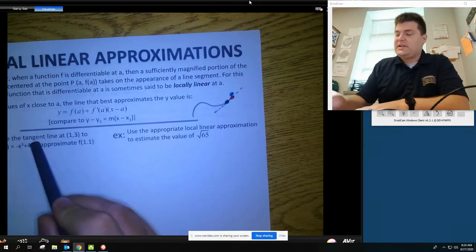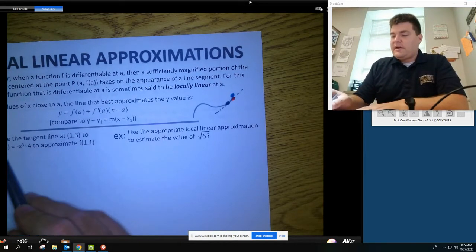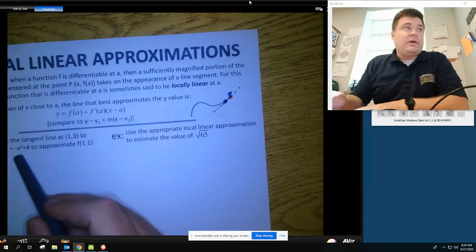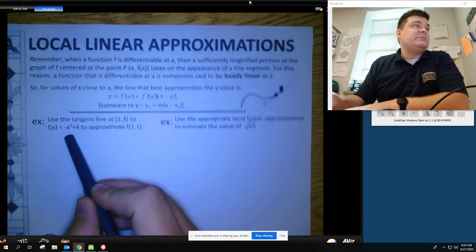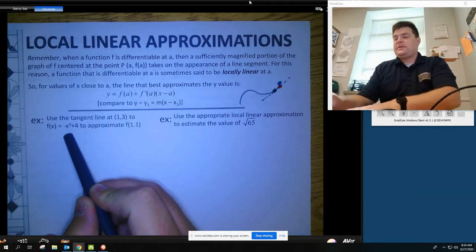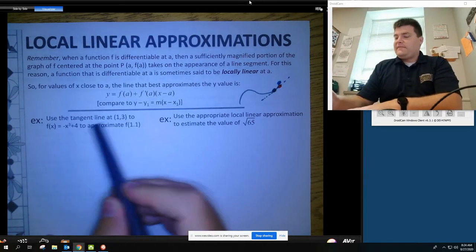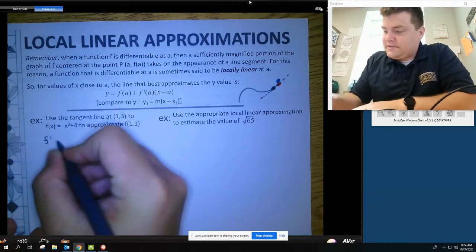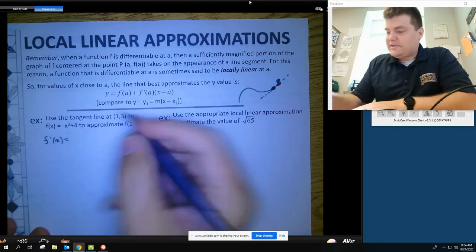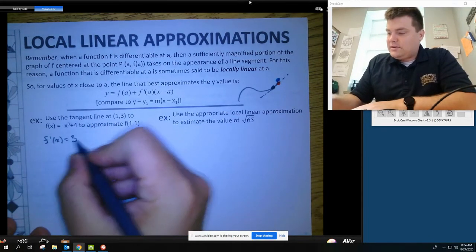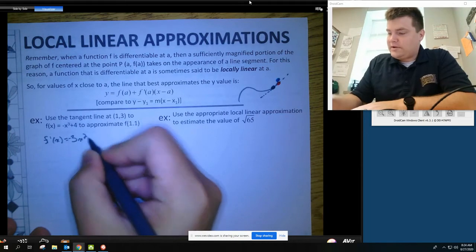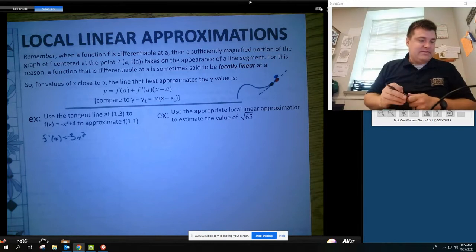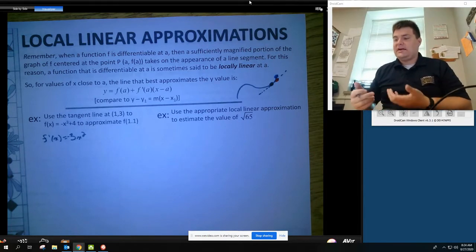It says use the tangent line at (1, 3) for f of x to approximate f of 1.1. So plugging in 1.1 into this is going to be pretty difficult to do. But we can approximate it by finding the tangent line. So let's go ahead and do that. I need to find the slope of this. So this is going to give me negative 3x squared plus 0. And I want to find the tangent line at 3. So that's the tangent line I'm making.